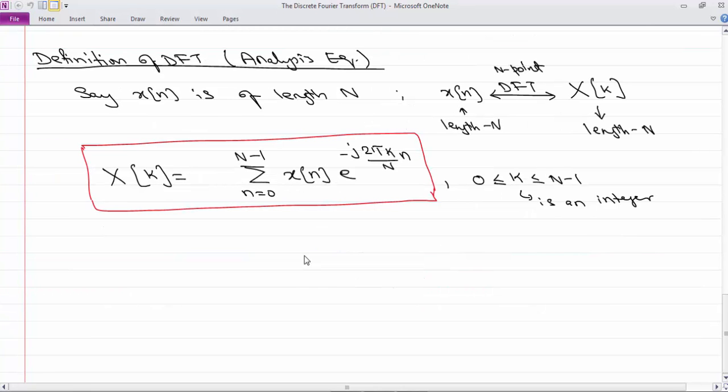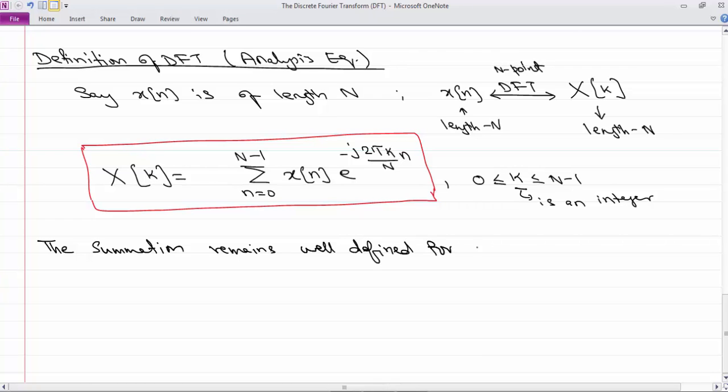So one thing to focus on in this definition of the discrete Fourier transform is that I'm saying k runs from 0 to N minus 1, where k is an integer. But if you look at the definition, you see that you could actually plug in any value of k in this expression. This summation is still well defined for k not in 0 to N minus 1.